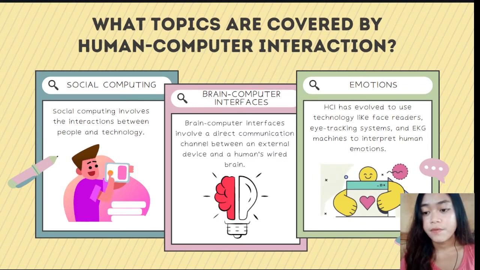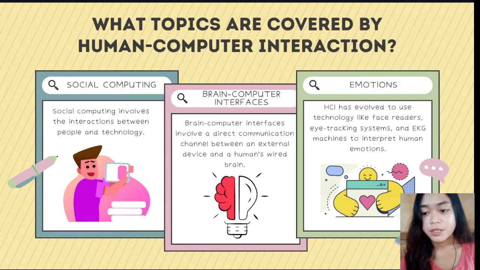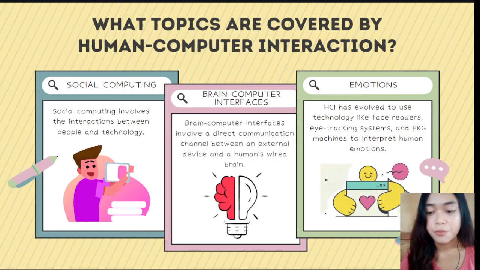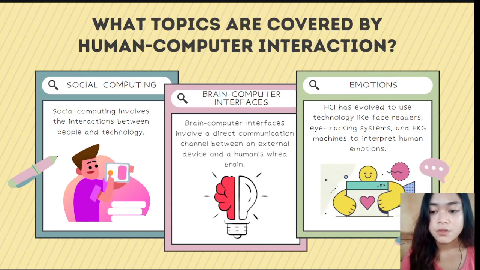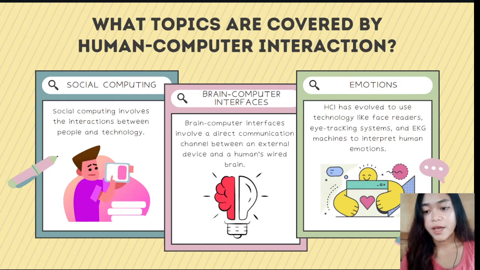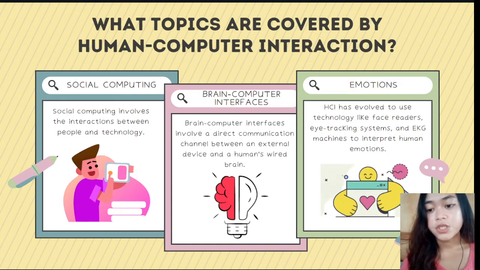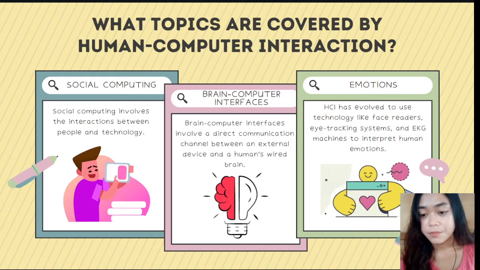So next we have the emotions. HCI has evolved to use technology like face readers, eye tracking systems, and EKG machines to interpret human emotions. The people who work in HCI use what they learn to make their information systems smarter about how people feel. Their goal is for the system to respond to how people feel and to learn how to be changed to make it easier for people to make decisions.